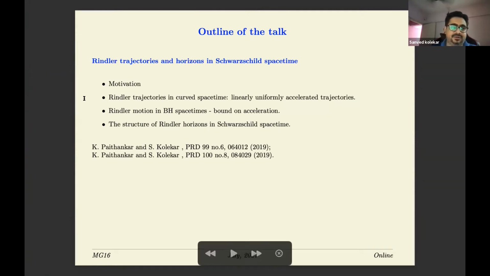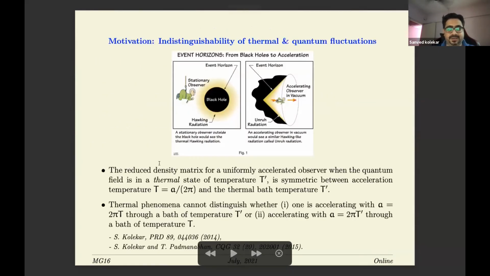Then after telling you what the solutions are, I'll tell you some nice features of these Rindler trajectories in the black hole space-time. There are these interesting bounds on the magnitude of the acceleration. And I'll end my talk by talking about the structure of the corresponding Rindler horizons. There is already the black hole event horizon, but because you now have these additional Rindler trajectories, there are, in addition to the black hole event horizon, also these Rindler horizons. I'll talk about these, and my talk is based on these two papers, which I have displayed over here. Okay, so let me begin with the motivation.